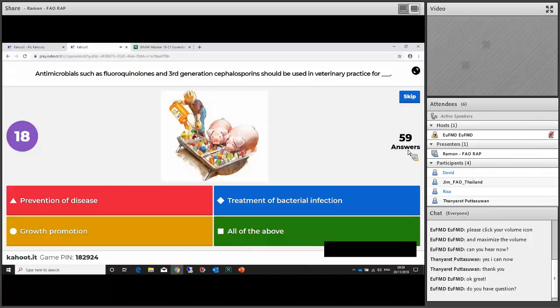Antimicrobials such as fluoroquinolones and third-generation cephalosporins should be used in veterinary practice for: prevention of disease, treatment of bacterial infection, growth promotion, all of the above.